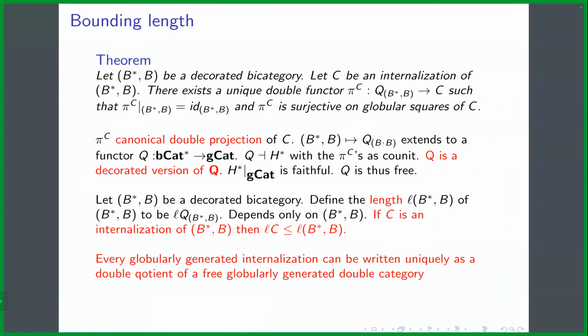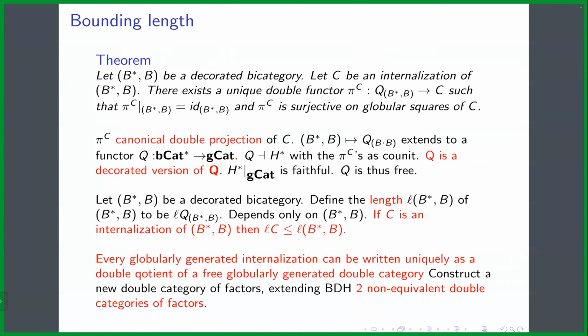So if we start with a decorated bicategory (B*, B), and if we're able to compute its free globularly generated double category and the length of that, then we can always bound the length of every other globularly generated internalization of the decorated bicategory by that length, which is pretty cool.